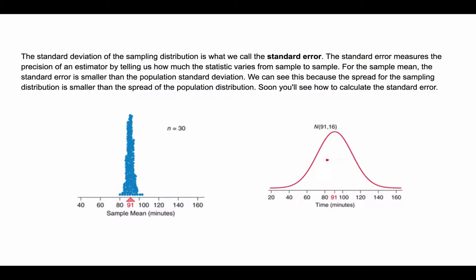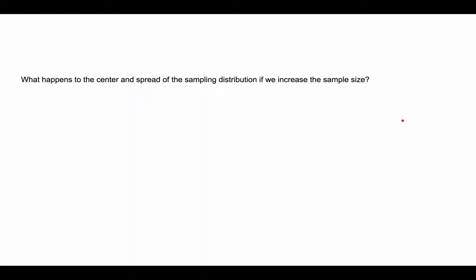So more spread here, less spread here. We're going to see how to calculate the standard error soon. What happens to the center and spread of the sampling distribution if we increase the sample size? So if we draw instead of 30 runners, like 50 runners or 100 runners, and we make a bigger number. Take a minute to think about what you think might happen.